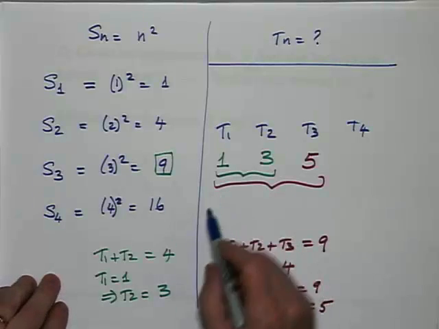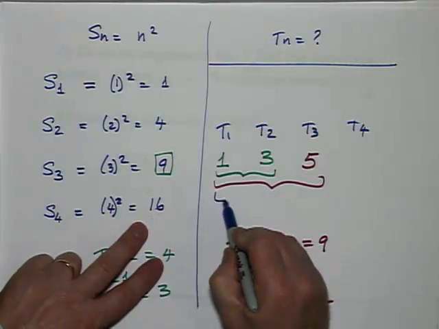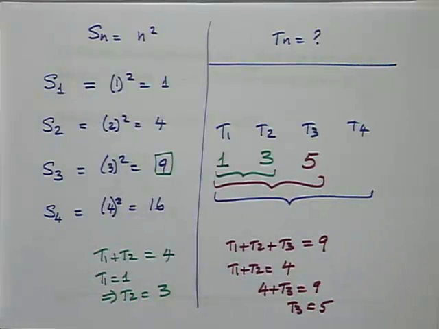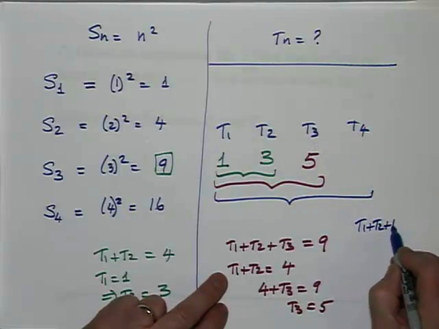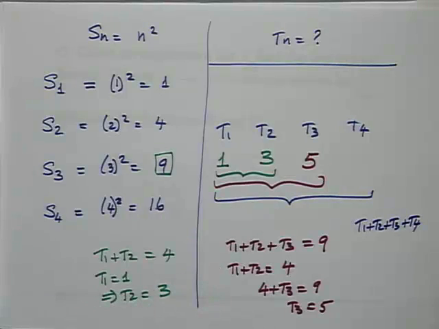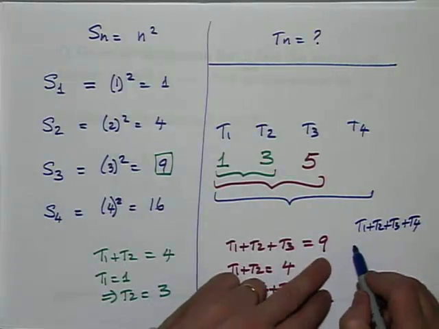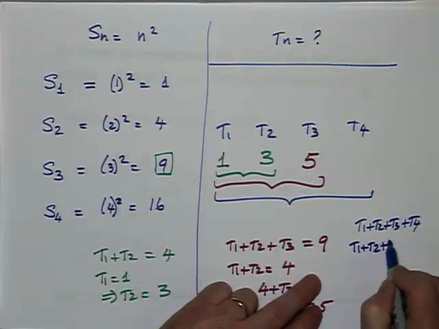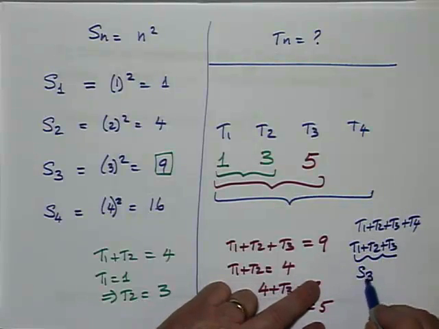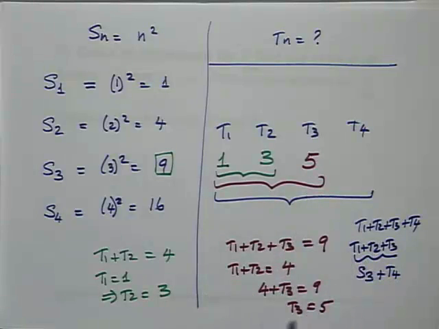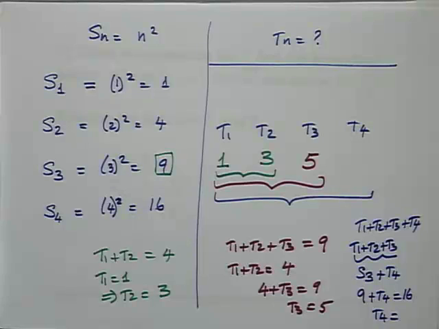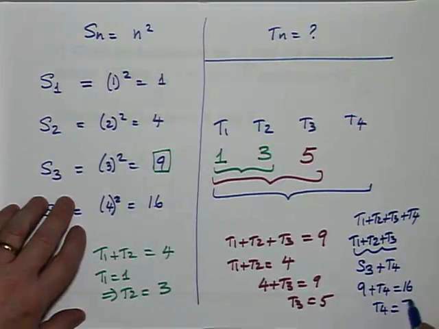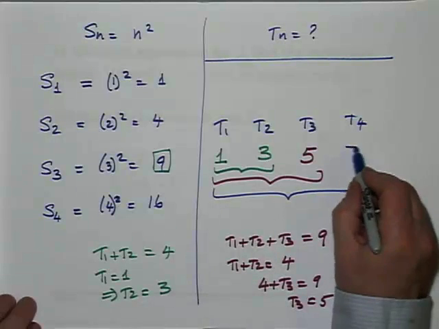And then we say, well, what's S4? 16. All of this is 16. But S4 is T1 plus T2 plus T3 plus T4. But what is it really? Only T1 plus T2 plus T3, S3 plus T4. S3 we know is 9. So 9 plus T4 gives us 16. What's T4? 9 plus what gives us 16? T4 is 7. This becomes 7.